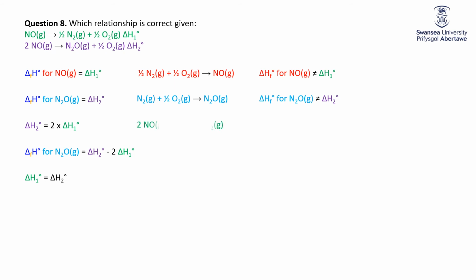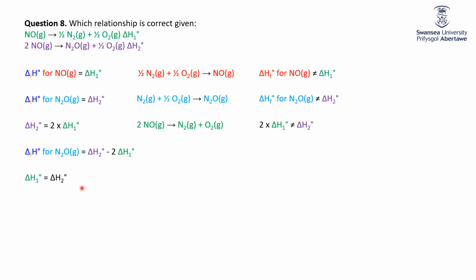How about delta H2 is 2 times delta H1? Well, 2 times delta H1 is just 2NO goes to a whole N2 and a whole O2, and the heat for that would be twice delta H1. Does that equal delta H2's equation? No. You've got the 2 NOs, fine, but instead of N2 plus O2, we've got N2O plus a half O2. So twice delta H1 does not equal delta H2.